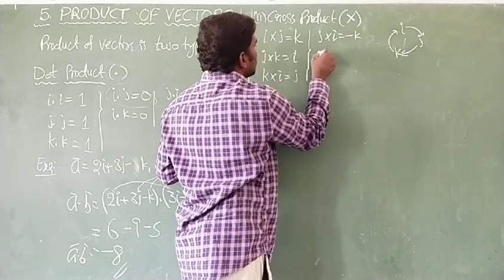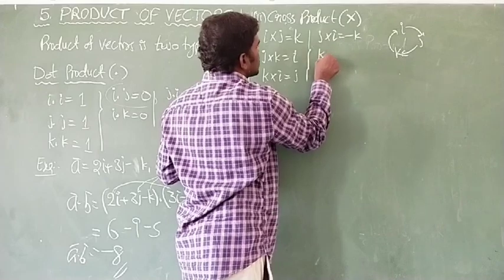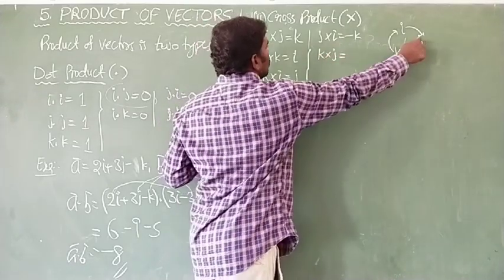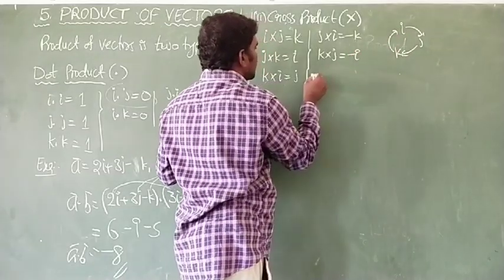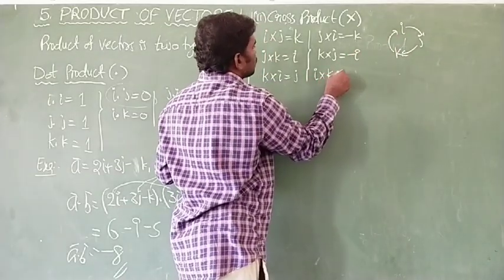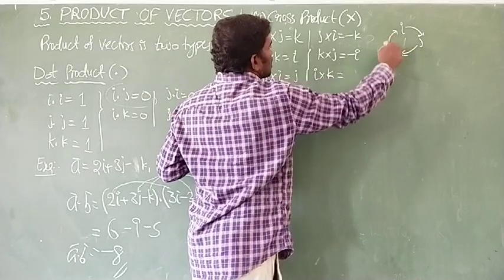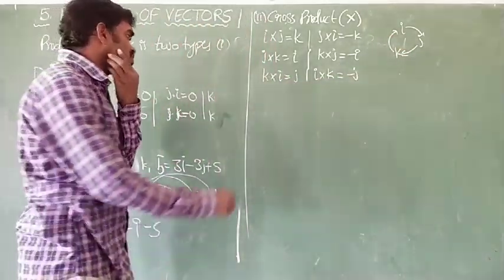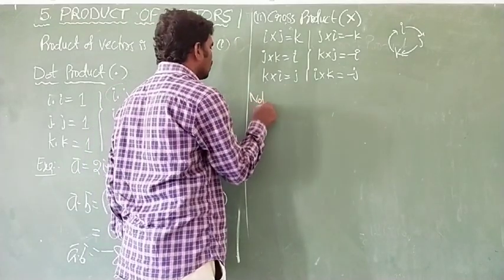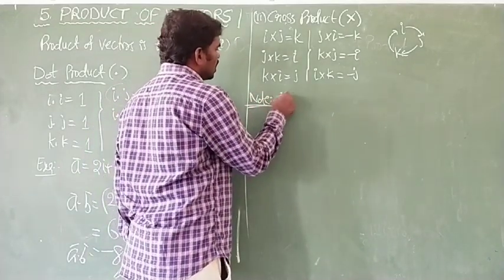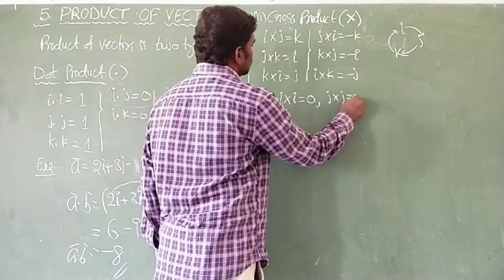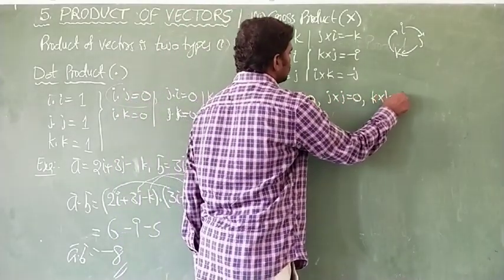Next, k cross j equal to the reverse direction, minus i. Next, i cross k equal to the reverse direction, minus j. Those must be different. If both are the same, then what will be the answer? Nothing, the answer is 0. i cross i is 0, j cross j is equal to 0, k cross k equal to 0.